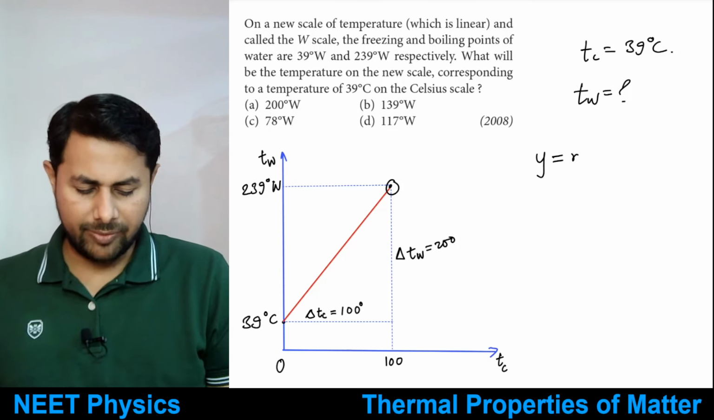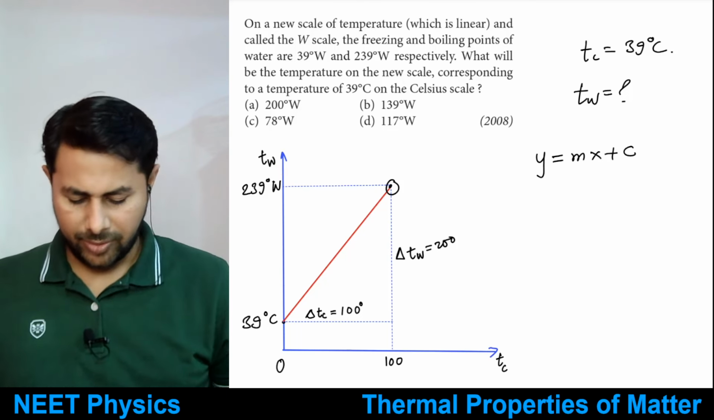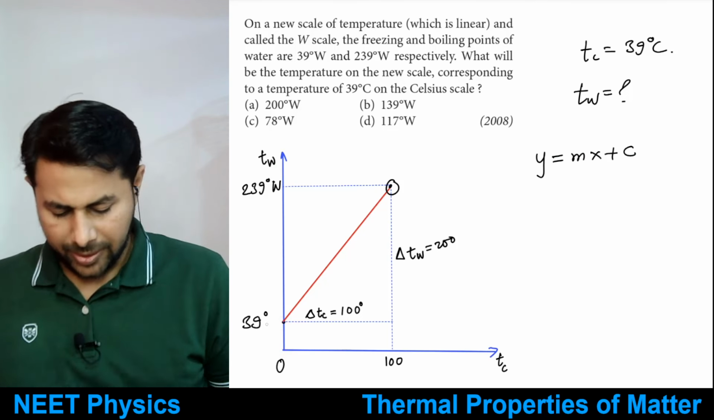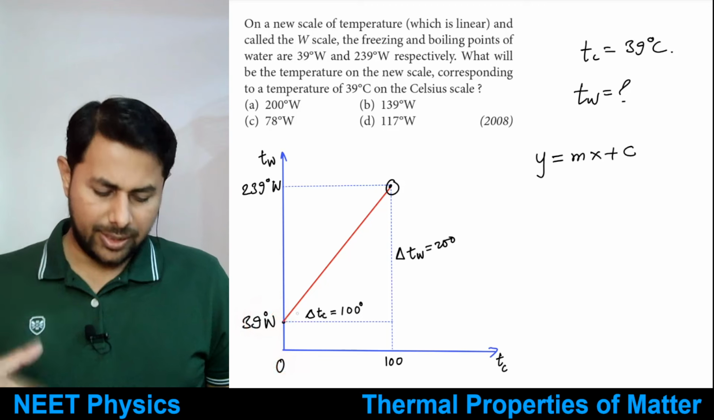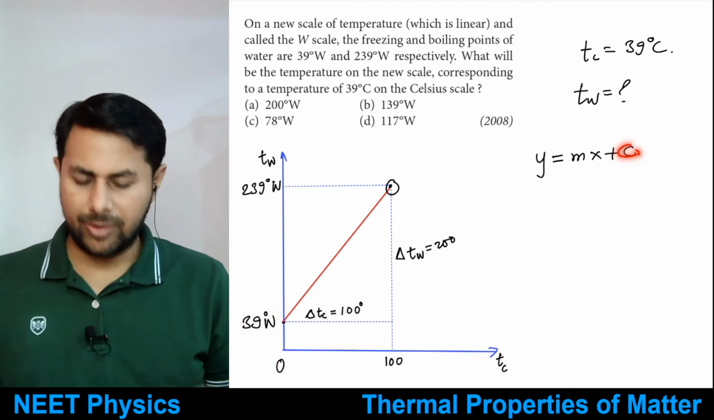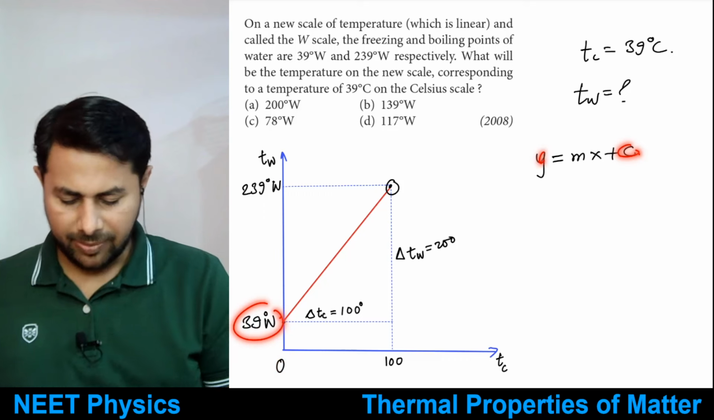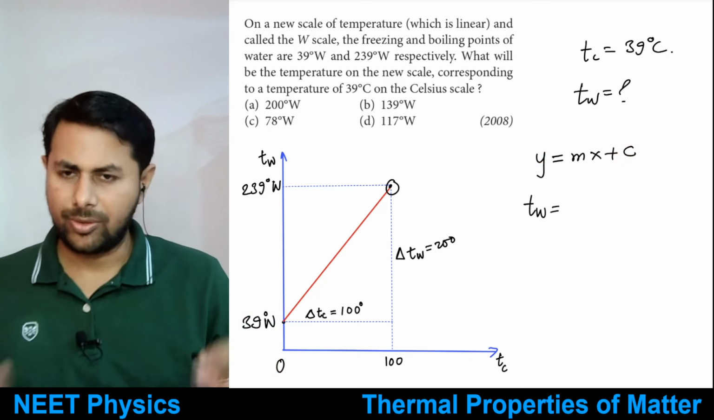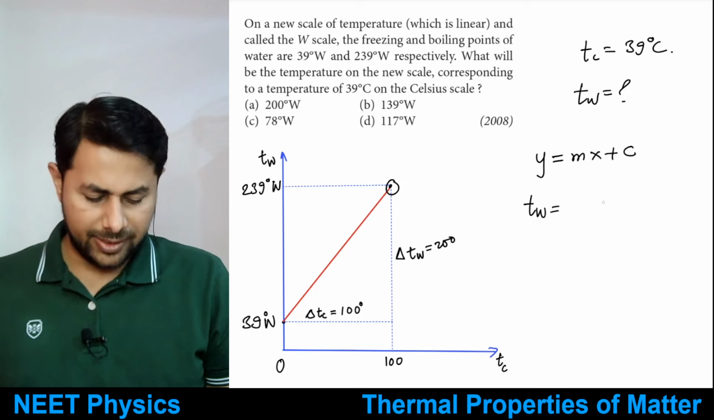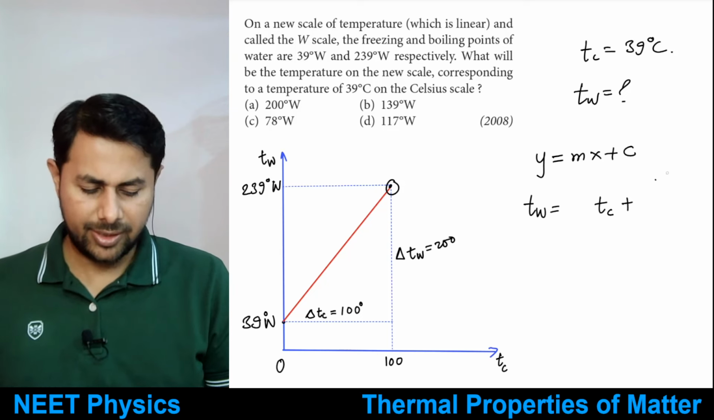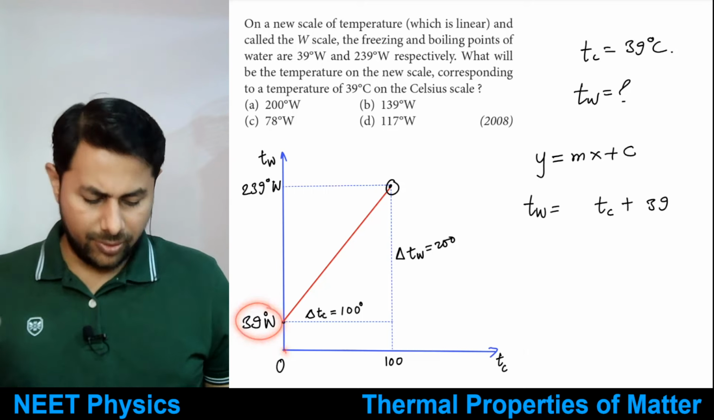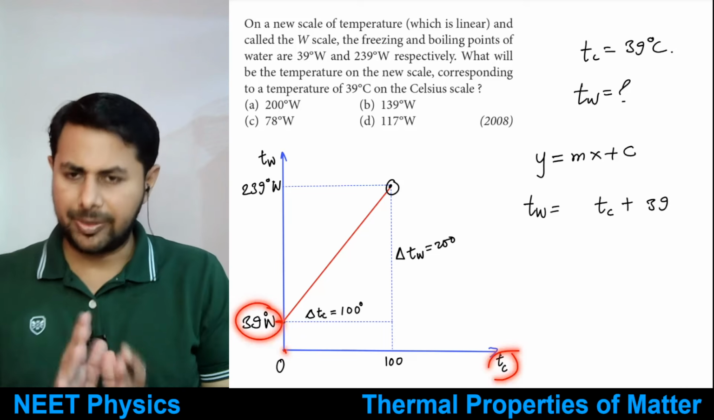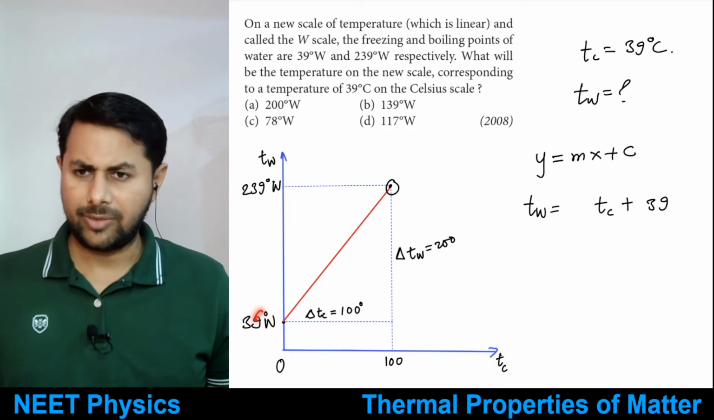So we know Y is equal to mx plus C. So what is C? Temperature in W when temperature in degree Celsius is 0. So how much is that? 39 degree W, right? So C is 39 degree W. Y is temperature in W scale, equal to M times X, where X is our temperature in Celsius, plus C, which is 39. When X is 0, meaning temperature in Celsius is 0, temperature in W is 39. That is the freezing point.